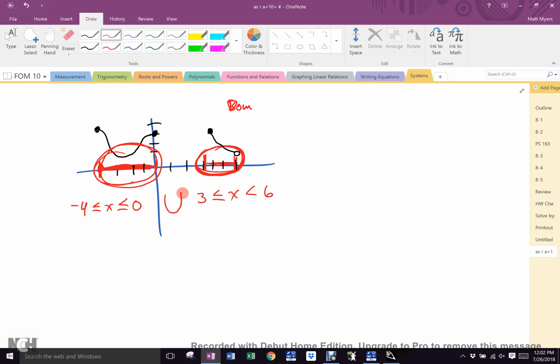Union means you put two things together. Okay.